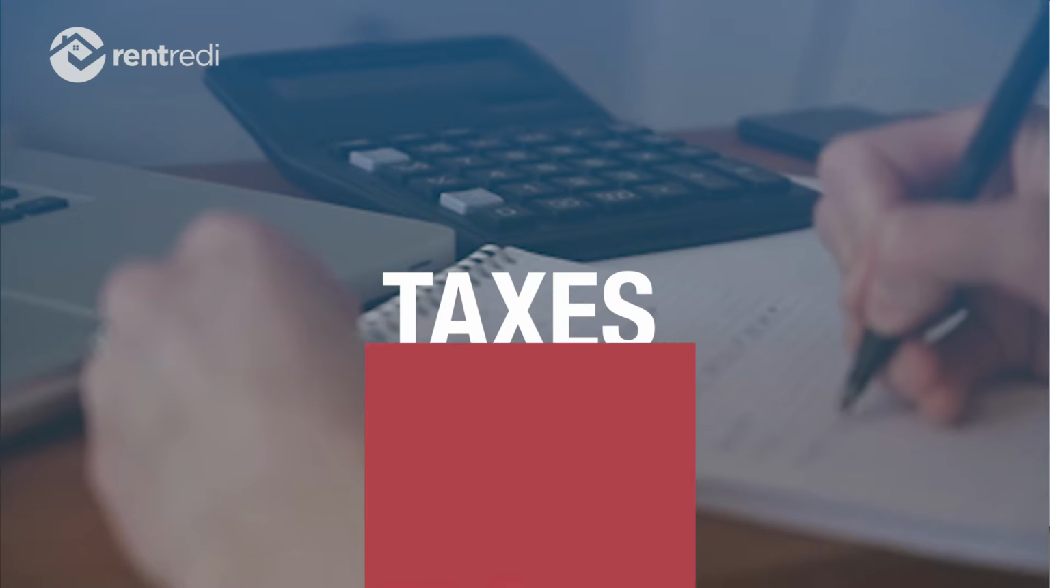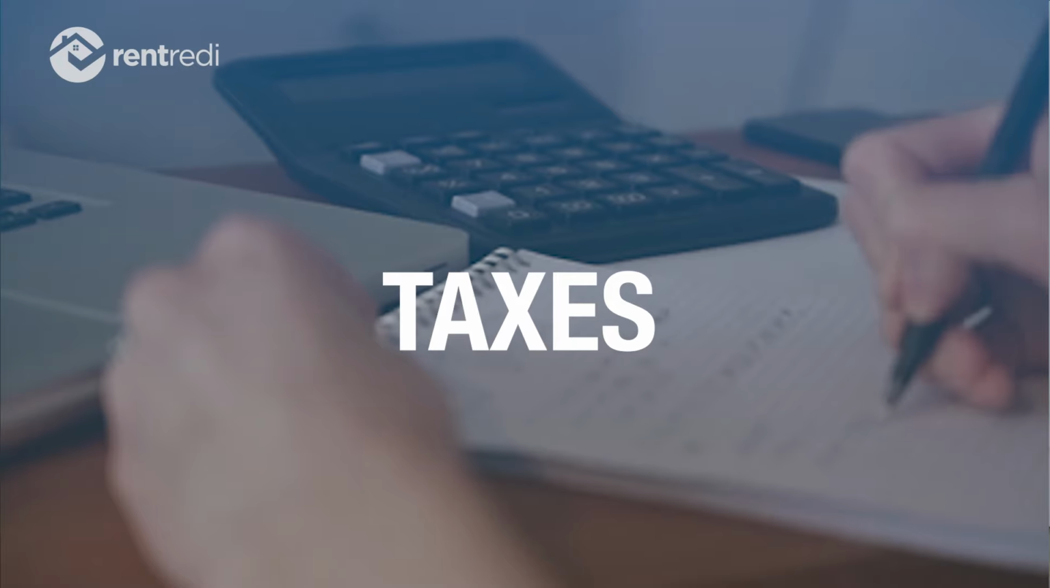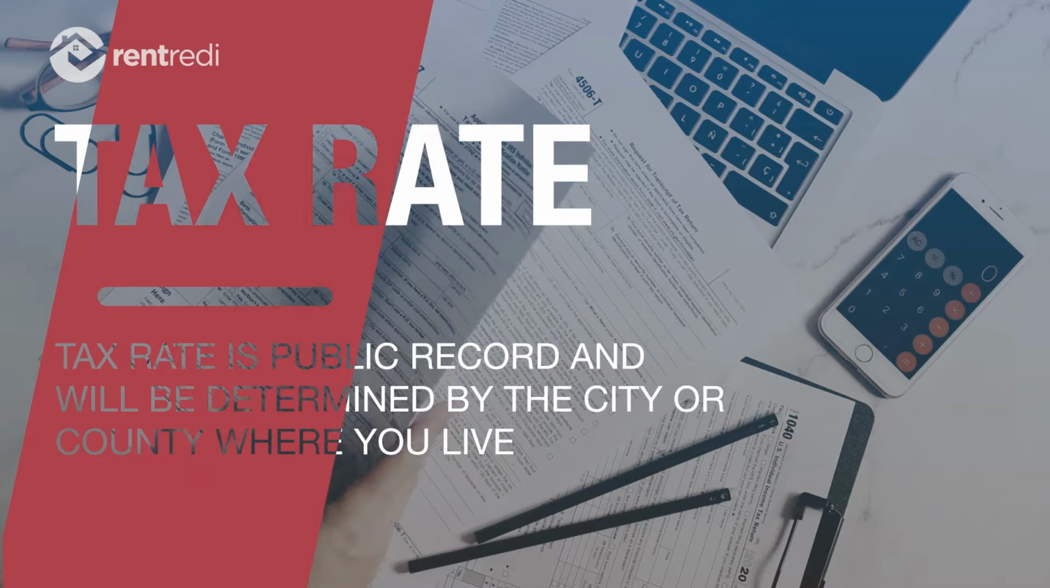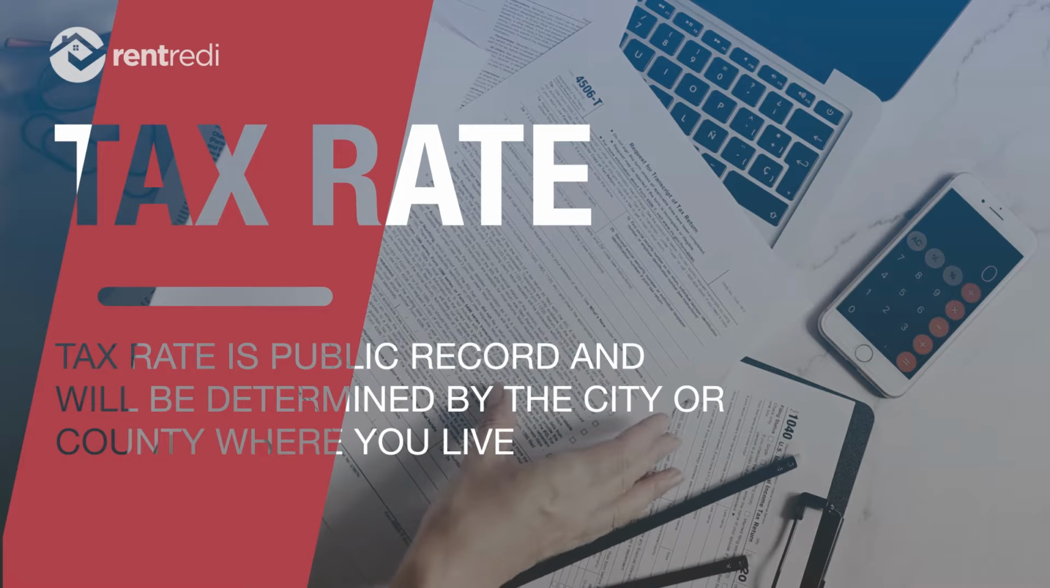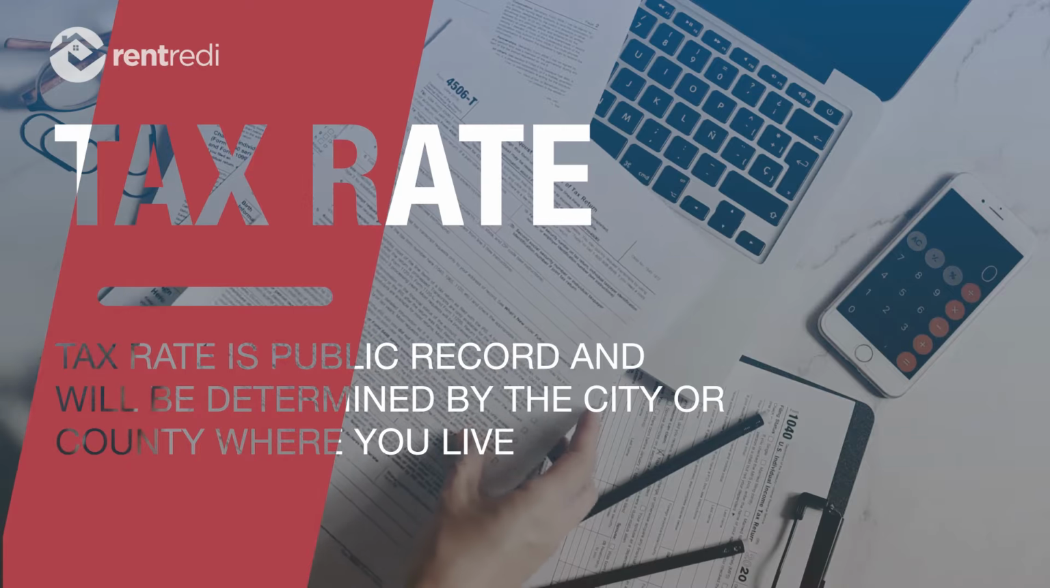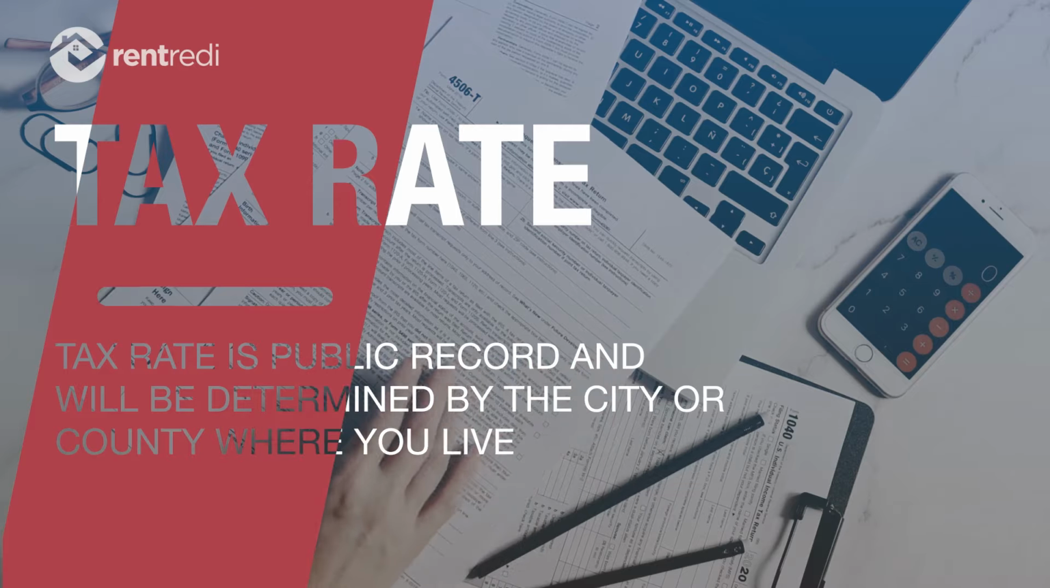Now let's talk about taxes. Every property is going to be taxed. This is an expense that comes with the property, and that rate is going to be determined by your city or county where you live. That's public record. You can look on your county website. Typically, they have a web search where you just punch in the address you're looking at and it will give you the tax rate. You can find previous years and current years, but again, it's determined by the tax rate of your city or your county.